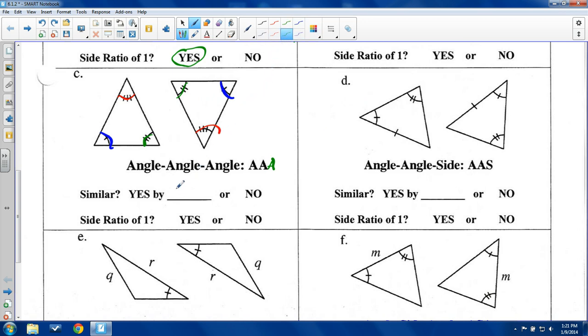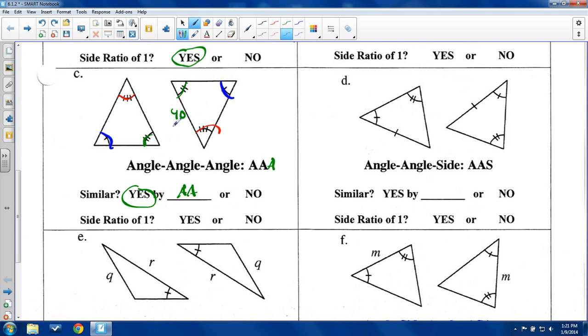Anyway, similar, yes, by angle, angle. Okay. Side ratio of 1. Now, we don't know what these actual side ratios are. For all intents and purposes, this could be 40, and this one going from green to red could be 7. We have no idea. And we can't just assume, right? These aren't drawn to scale. There's no assumption to be made. So we don't know what the side ratio is.